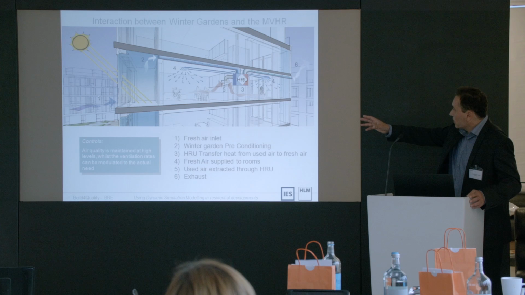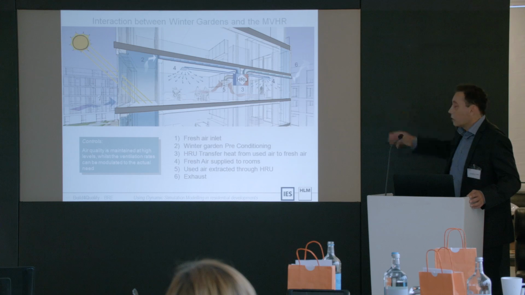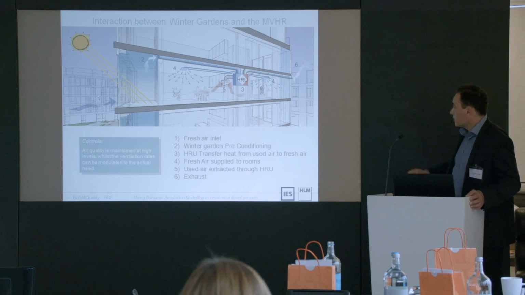And this is simply the way these two systems, when in mechanical mode, work together. From the left, we see the fresh air, which is let into the winter garden, preheated there, and then let into the heat recovery unit, where it is preheated again through the heat recovery, taking heat from the exhaust air, and then finally delivered to the apartment.